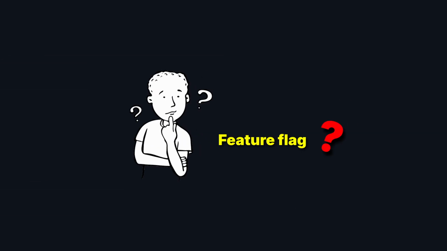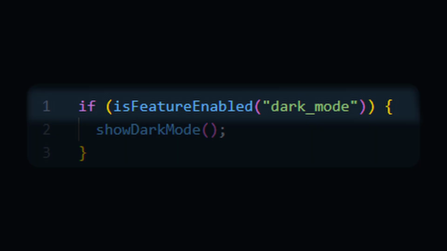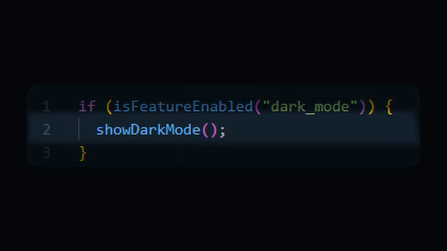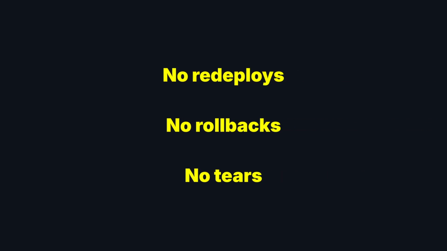What is a feature flag? Well, a feature flag is just a switch in your code. Let's take this example. We have an if statement, and we basically check: is the feature enabled? And if it is, we show it. Otherwise, we just hide it. So no redeploys, no rollbacks, no tiers.